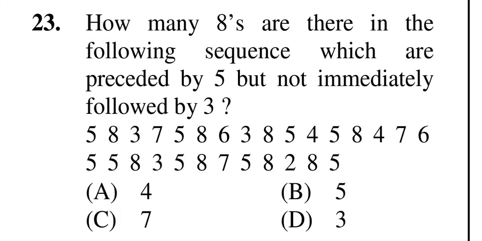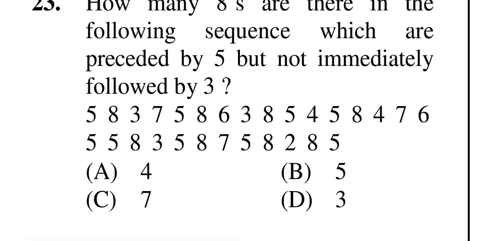23. How many eights are there in the following sequence, which are preceded by 5 but not immediately followed by 3? Okay, let me repeat it. How many eights are there in the following sequence, which are preceded by 5 but not immediately followed by 3? 5, 8, 3, 7, 5, 8, 6, 3, 8, 5, 4, 5, 8, 4, 4, 7, 6, 5, 5, 8, 3, 5, 8, 7, 5, 8, 2, 8, 5.